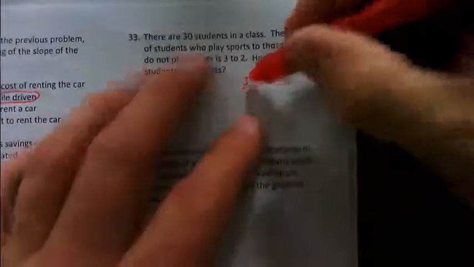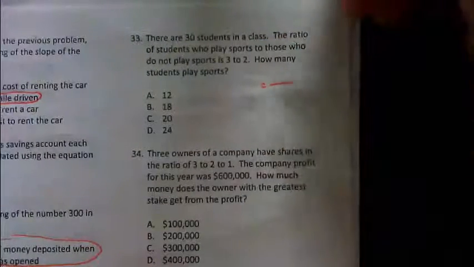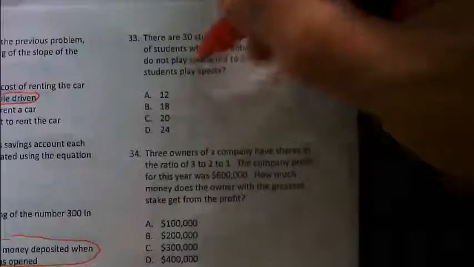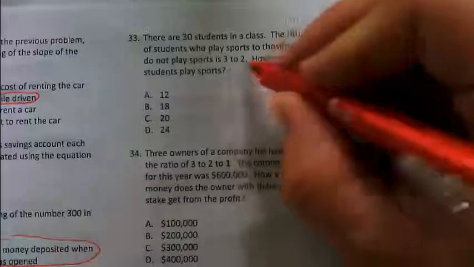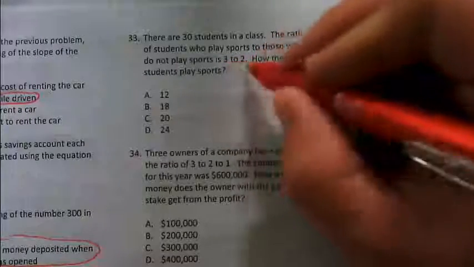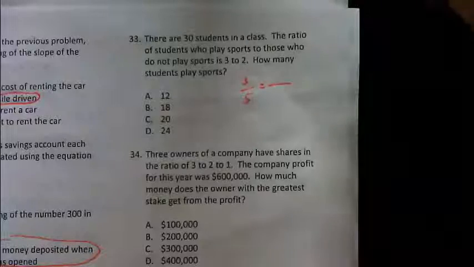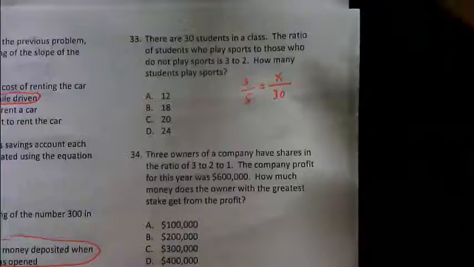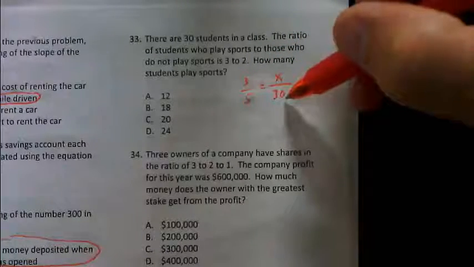So actually, we need to change this ratio. We don't want the ratio of students who play sports to those who don't play sports. We want the ratio of how many play sports compared to the total. So this is telling us 3 out of 2, so there's a total of 5 when we're using these numbers. So 3 out of 5 students play sports. So X out of 30 would play sports. So we did the number that play sports out of the total.